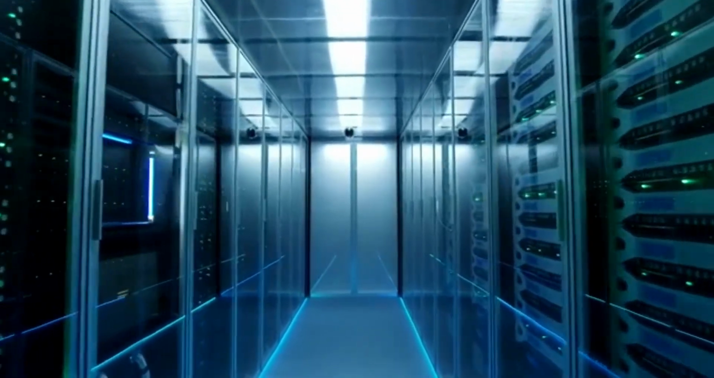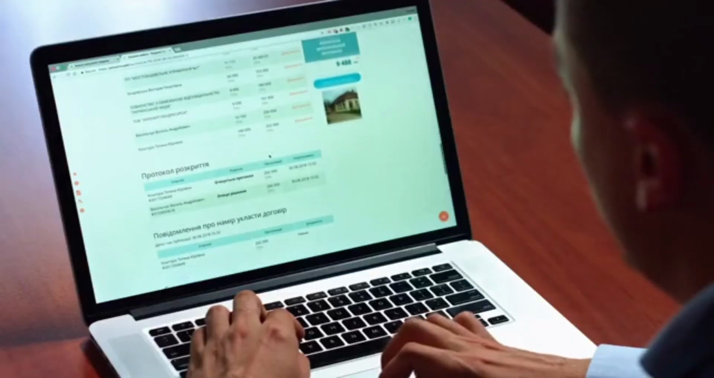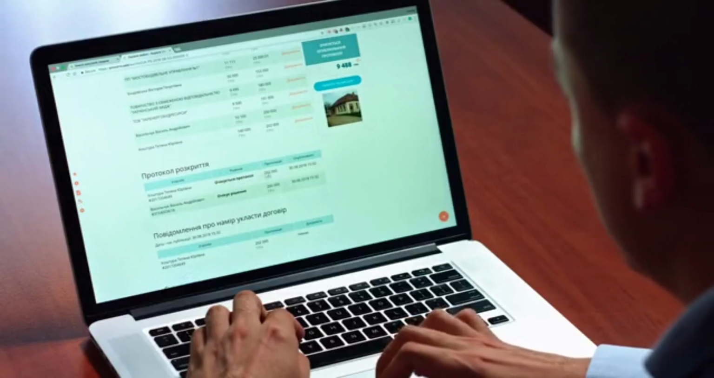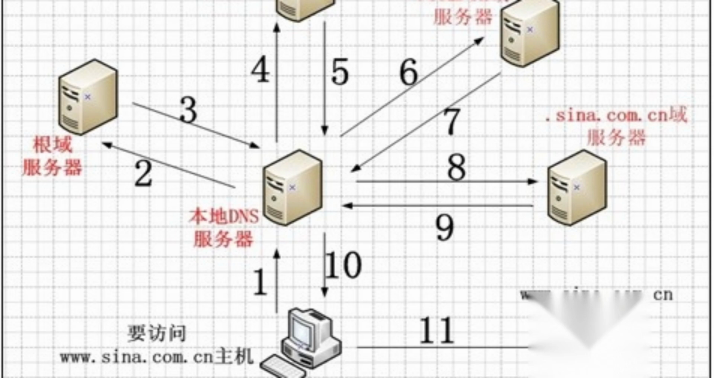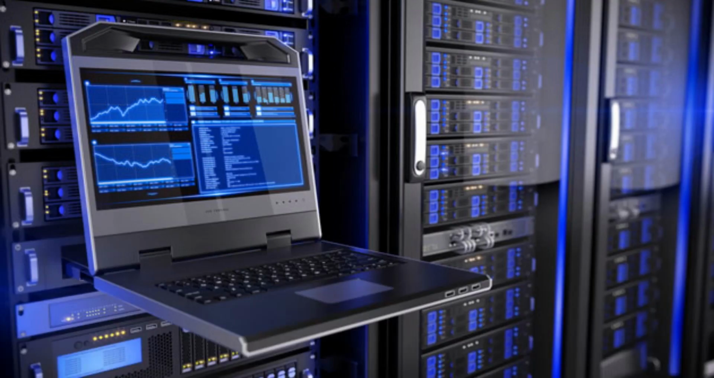4. Cost and choosing a provider. The cost of a dedicated server can vary widely based on factors such as hardware specifications, bandwidth, and additional services. When choosing a provider, consider factors like support, uptime guarantees, and reviews from other customers.